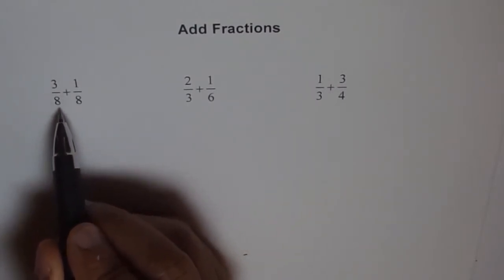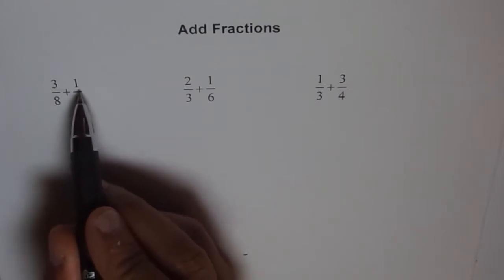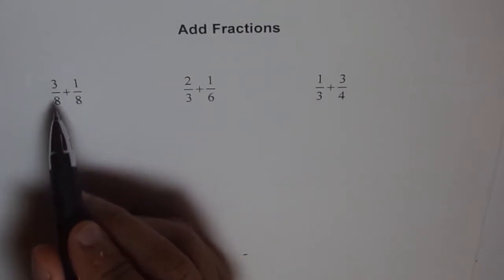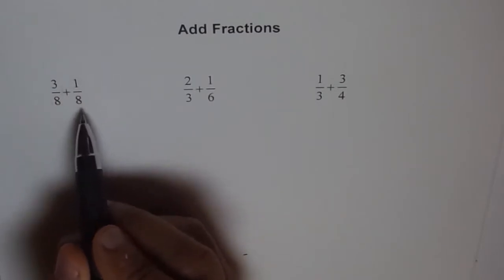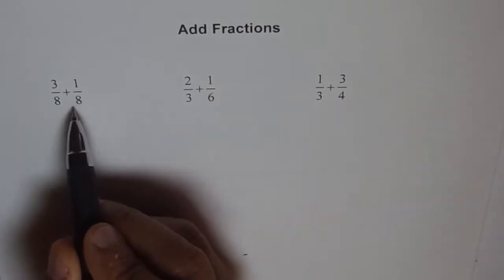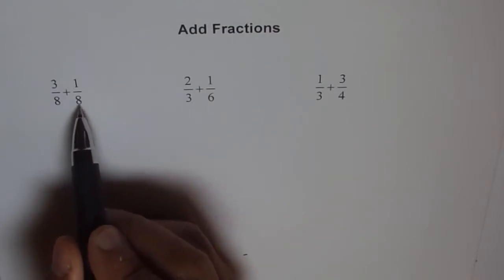In the first one, we already have a common denominator. Both are 1/8. Do you see? This is 1 of 1/8, this is 3 of 1/8. So those are the like things. You can always add like things. So these fractions are similar, similar in the fashion that they are divided into 8 equal parts each.